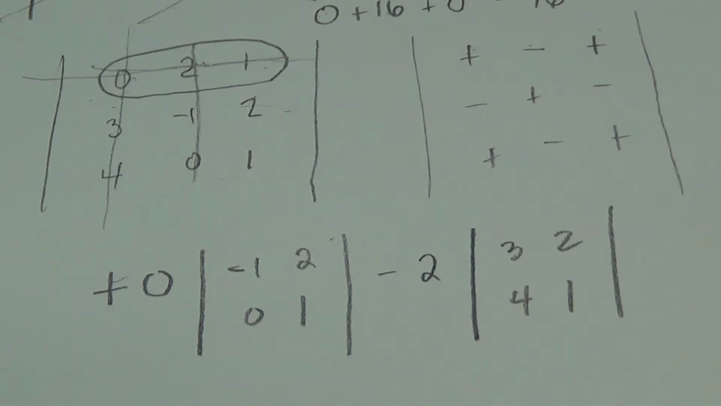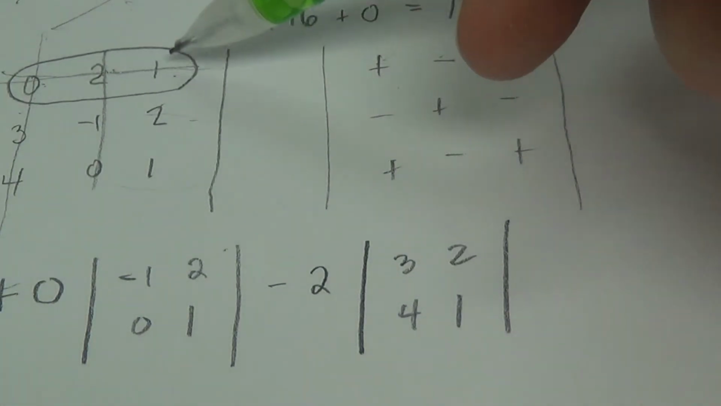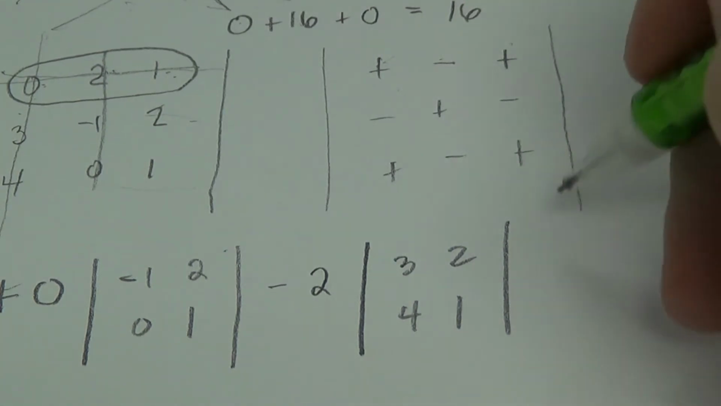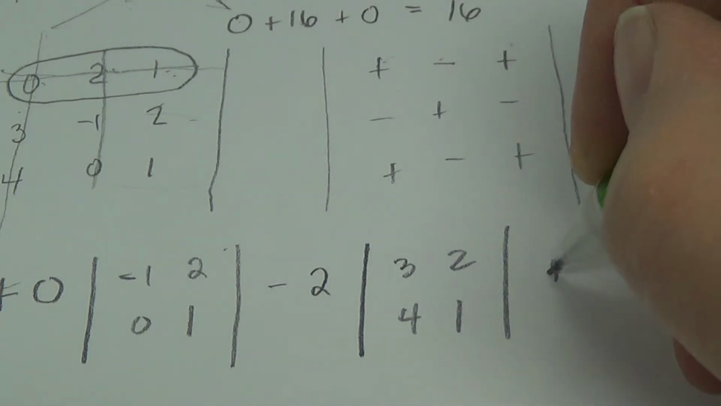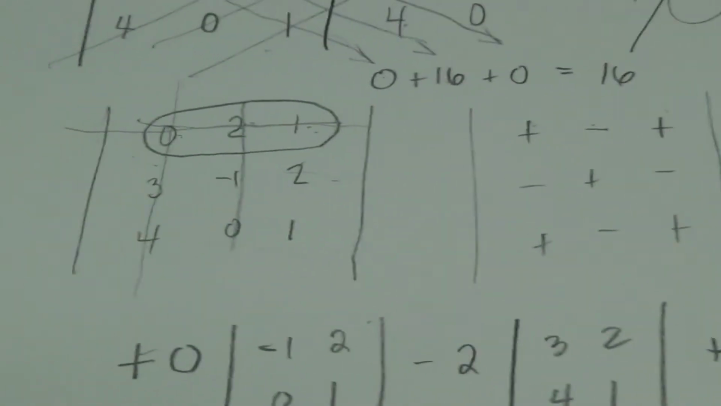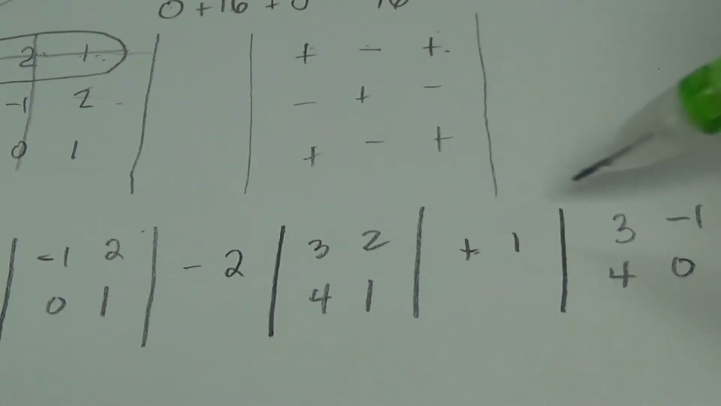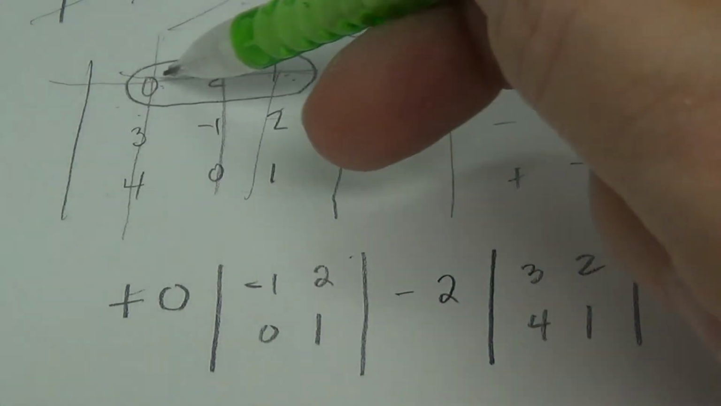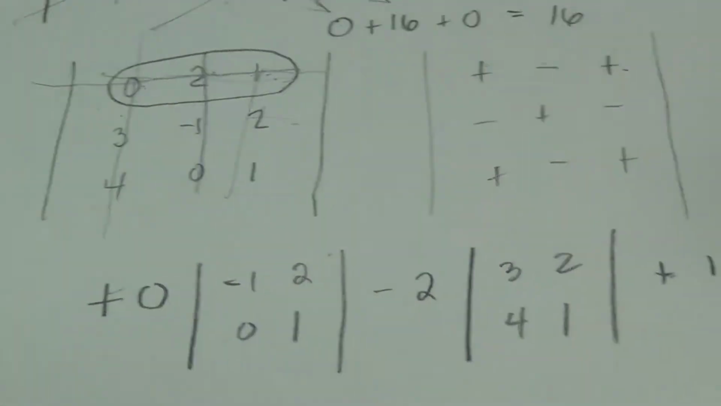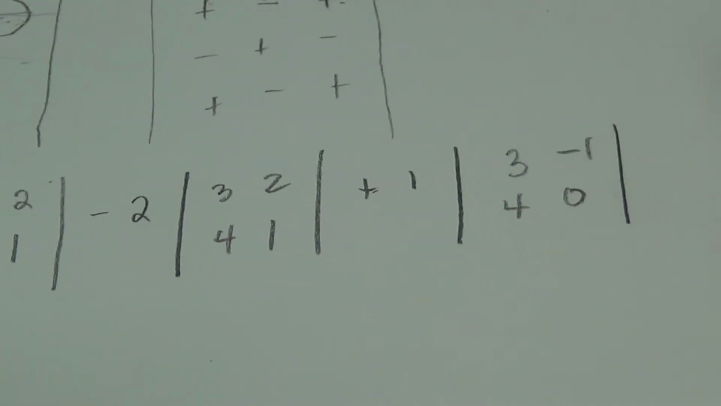Alright, see if you can come up with what I'm going to put next. It's going to involve this element. Alright, so I put in the 1. It is associated with the plus sign, and I'm going to eliminate this row and column. It leaves 3, negative 1, 4, 0. Alright, so that should give me the answer.